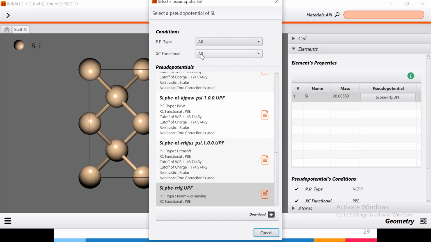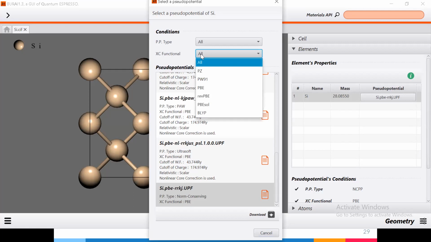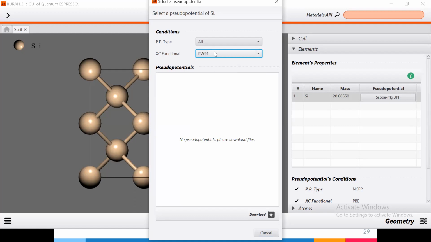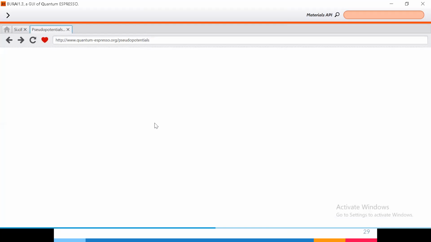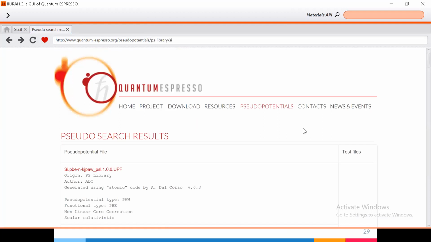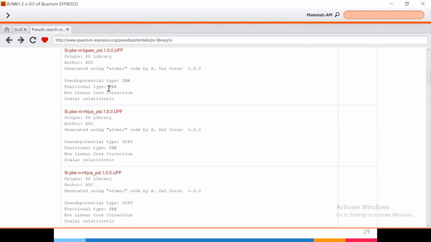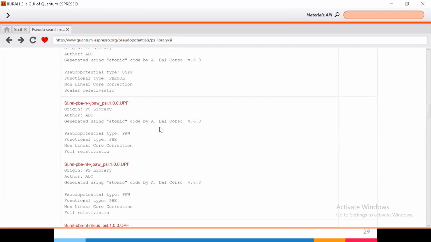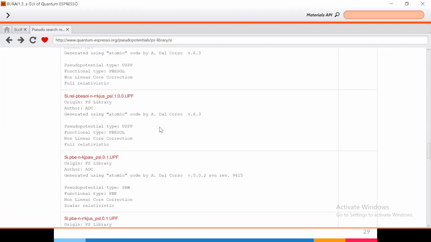Now I told you that the exchange correlation functional is another approximation that we do. So if you want to change that, you can change. Let's say you want to do PW91. Currently there are no PW91 pseudo potentials, so you can choose to download one. So you can go here, select silicon. And if you go here it gives you the functional type, it says PBE. So if you want PW91, I'm guessing that is an LDA functional.